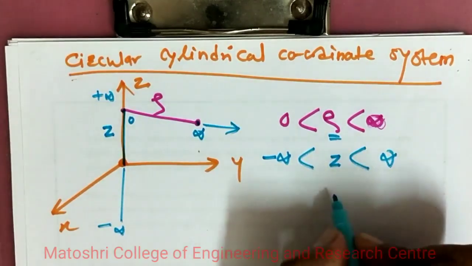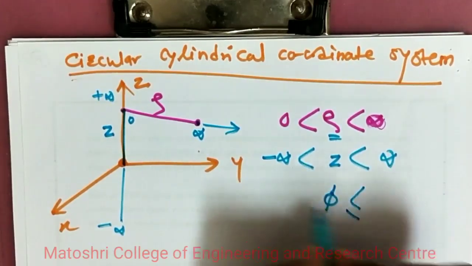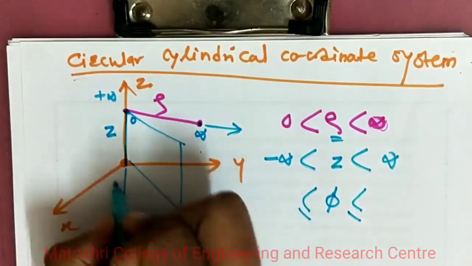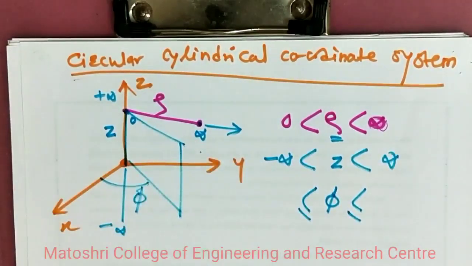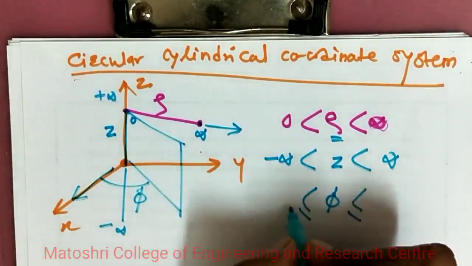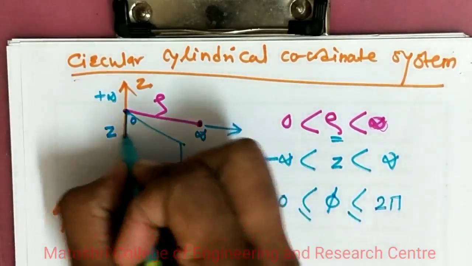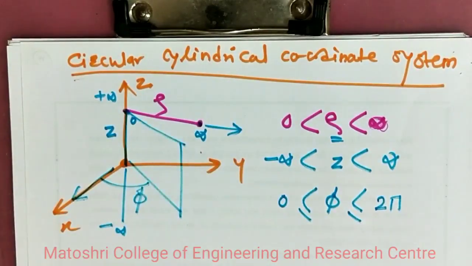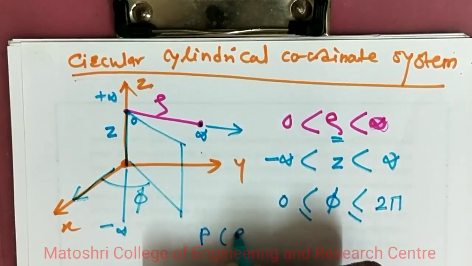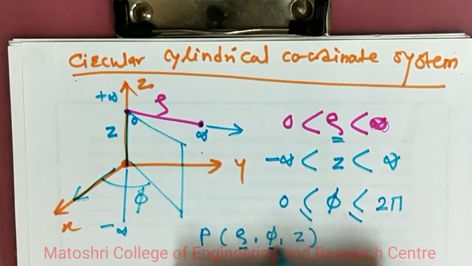Now the third one, we are going to specify an angle phi. Angle phi is the angle made by the half plane with respect to the x-axis. As you specify this angle with respect to the positive x-axis, angle phi will vary from 0 to 2 pi. So angle phi varies from 0 to 2 pi, and that's where the point P is located in terms of the coordinates rho, phi and z. This is why we write rho, phi and z.